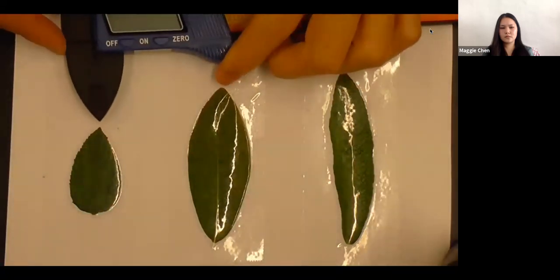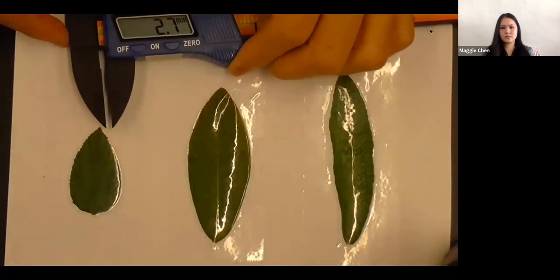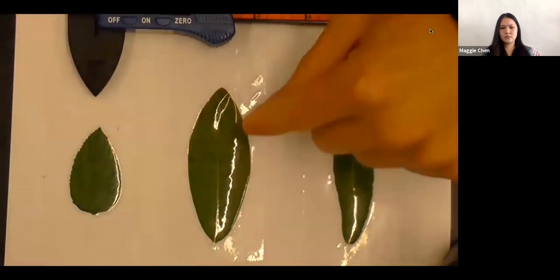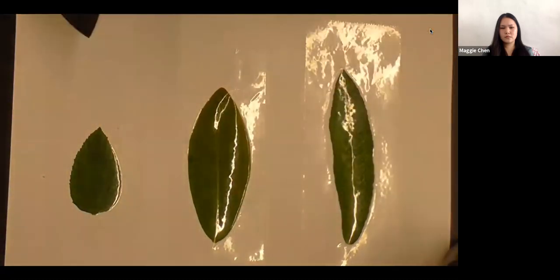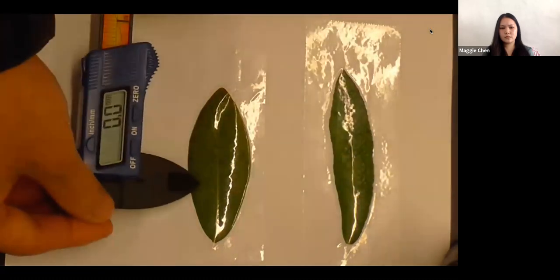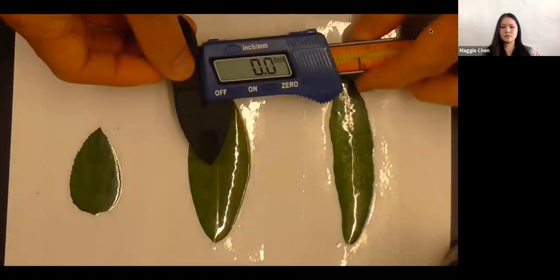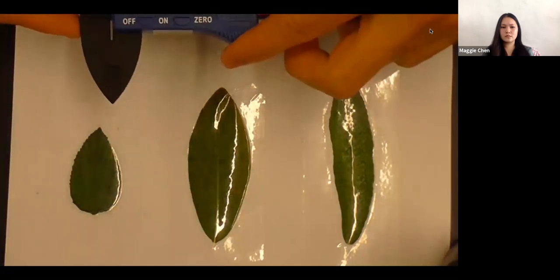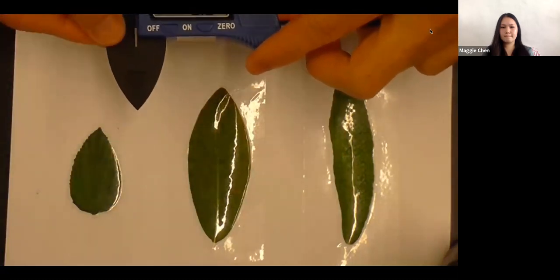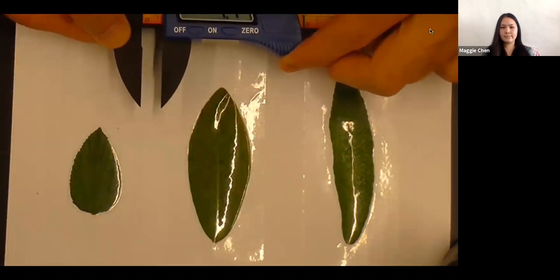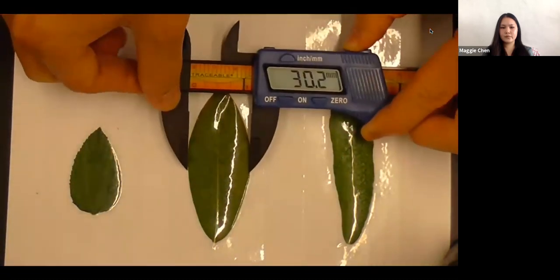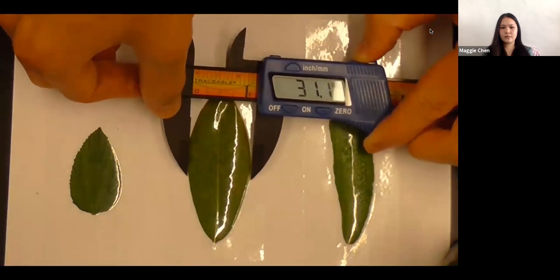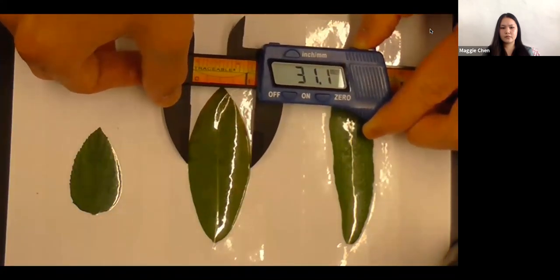Okay, now let's repeat the same process with our calipers. So we're going to once again be looking at the California Bay Laurel, and we are going to be using our calipers to measure the width and the length. So we've got them all zeroed out. They've been calibrated, they're ready to roll. So let's start, and our first measurement of width will read just around 31.1 millimeters.